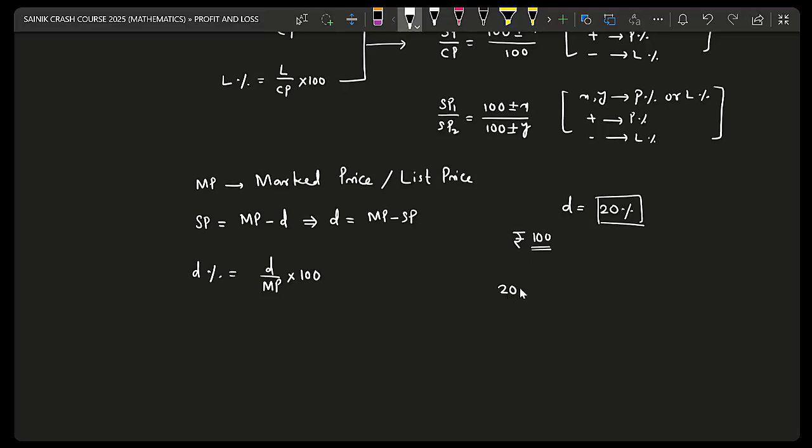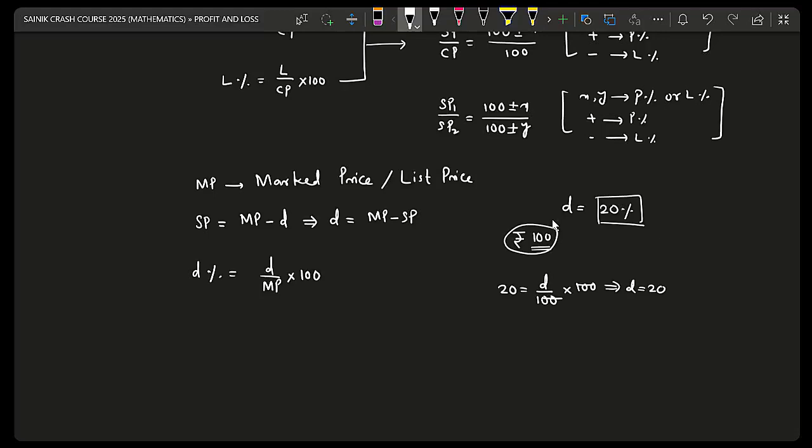Discount percent, what is the formula? Discount by market price. What is the market price of this article? 100. So D by 100 into 100. So 100 cancels and you'll get discount is equal to 20 rupees, right? Sir, I have a doubt. Yes, sir, you can write 20 by 100 into 100. Yeah, you can write, because this 100 rupees and 100% are both the same. But in case of 200 instead of this 100, the discount will be different, right?